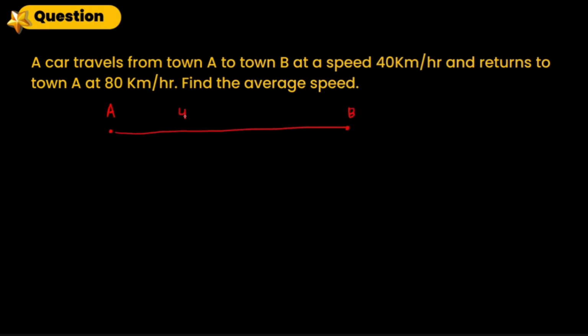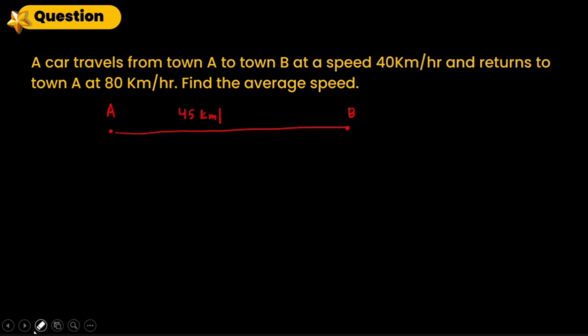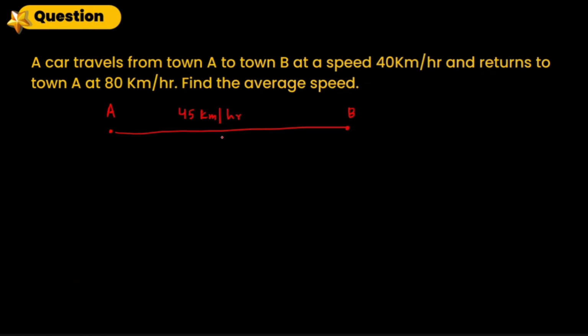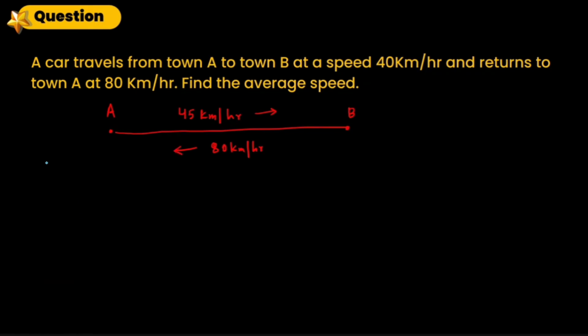So when it is going from A to B, the distance it is covering at a rate of 45 kilometers per hour. Similarly, the question says when it returns at a rate of 80 kilometers per hour. So remember the directions, because direction is something which is responsible for this. So here the question says, what is average speed?